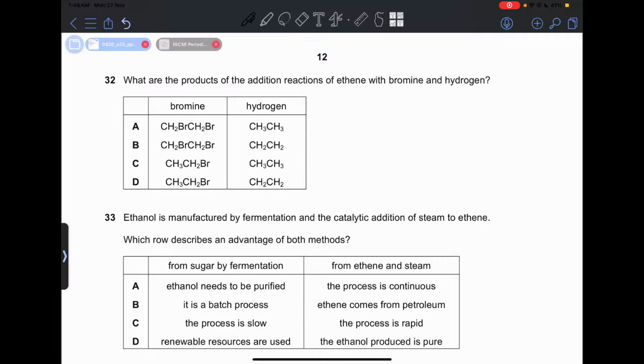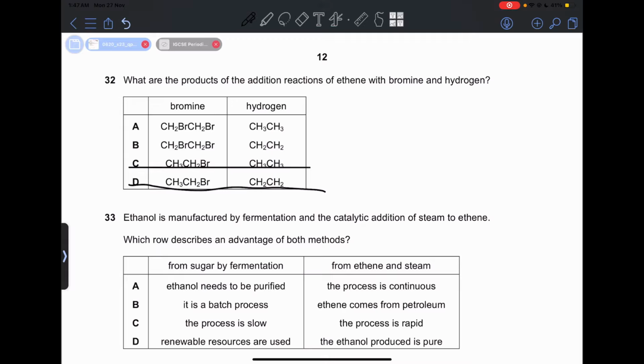32. What are the products of the addition reactions of ethene with bromine and hydrogen? Over here we can see that in the bromine, we're going to have something like A and B, not C and D. So basically we're going to be choosing from A and B. Now for the hydrogen addition reaction, it is actually going to be A because addition means that you're going to be adding an extra element or extra something to your already existing molecule.